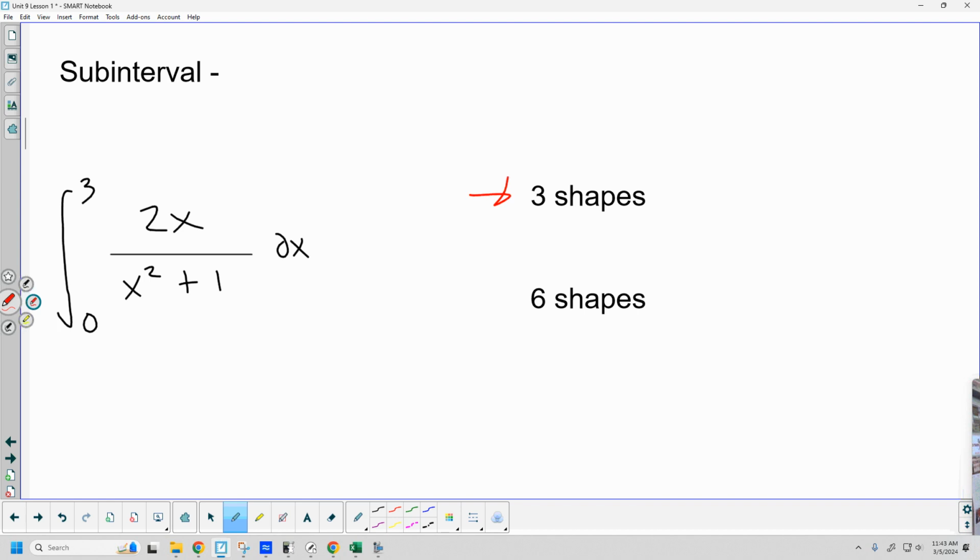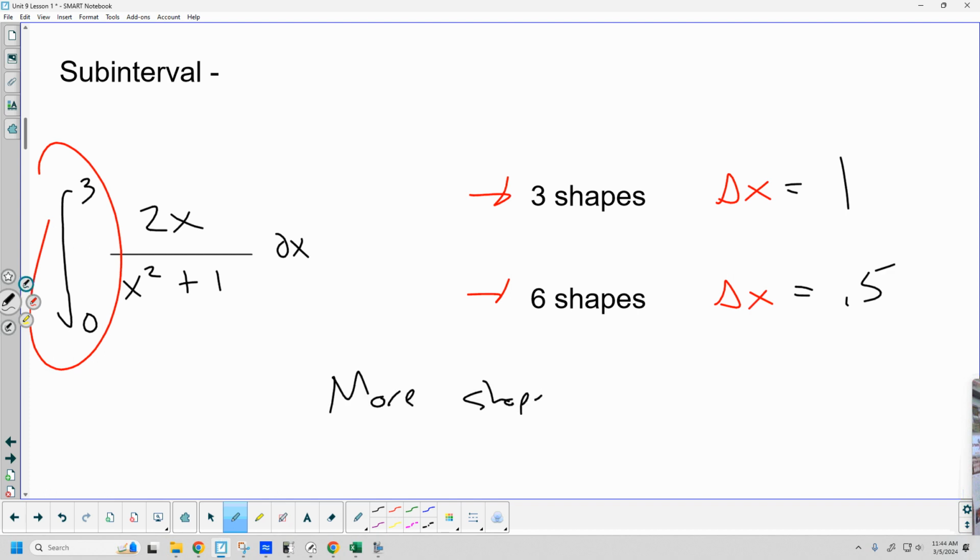If you use 3 shapes, what's your width? If you use 6 shapes, what's your width if you're approximating something from 0 to 3? 6 shapes total, 6 subintervals. Tell your neighbors, if you are using 3 shapes from 0 to 3, what's the width of each of your shapes? 1. If you're using 6 shapes from 0 to 3, what's the width of each shape? More shapes goes to smaller width. Cool.